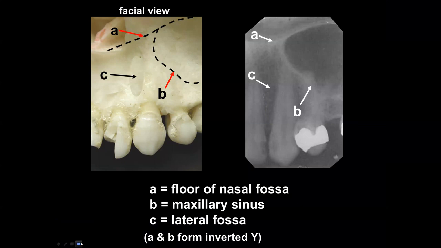Coming to the bone, in the facial aspect, again you can see the lateral fossa is seen as a depressed area in the lateral aspect of the maxillary canine, whereas A indicates the position of the floor of the nasal cavity, and B is the position of the floor of the maxillary sinus. So here in the radiograph, A indicates the floor of the nasal cavity, B indicates the floor of the maxillary sinus. When both join, it is seen as an inverted Y.